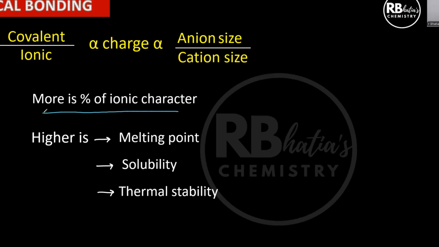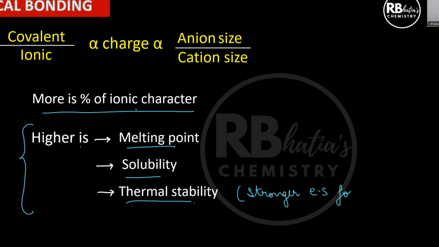Now, a higher percentage of ionic character also decides these properties. The higher the ionic character, the higher the melting point, the higher the solubility, and the higher the thermal stability. Because more percentage of ionic character means stronger electrostatic forces, which is going to make the compound thermally more stable. Also, more percentage of ionic character would mean more polarity and hence more solubility.